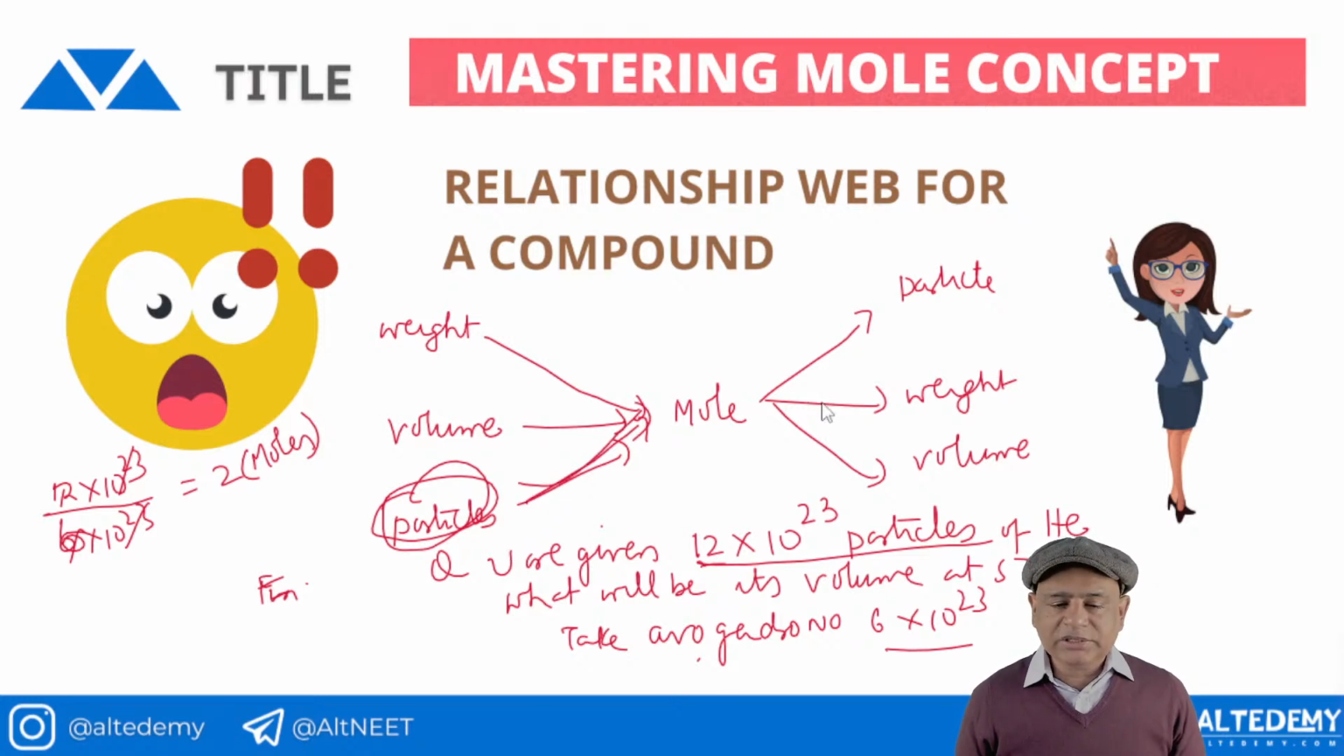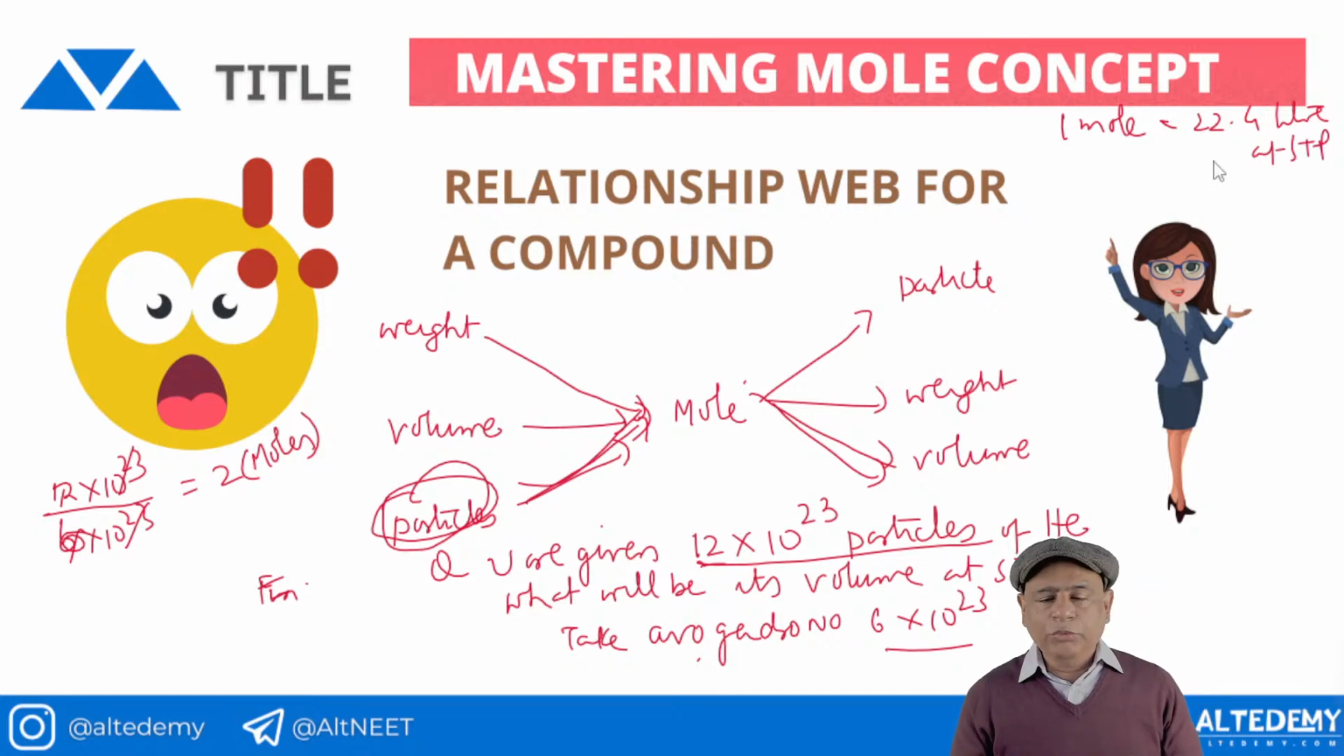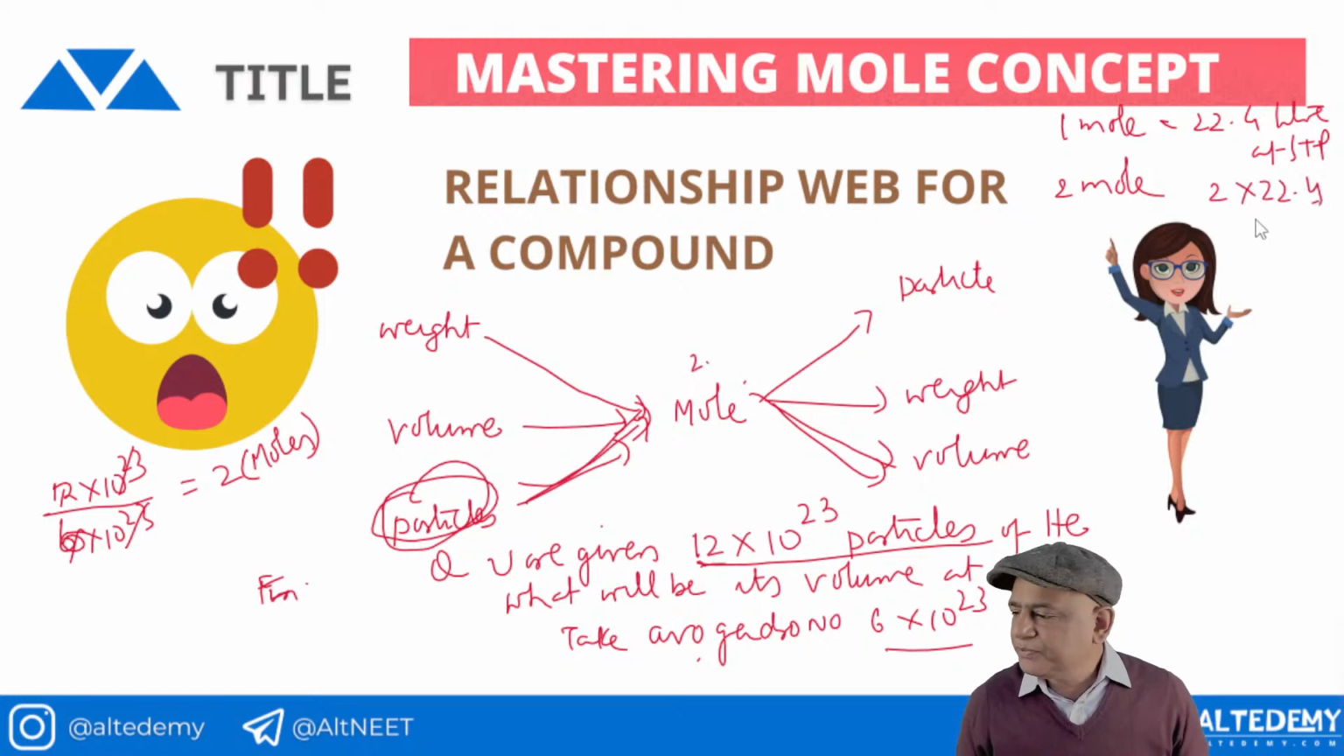Now you are being asked, what will be its volume at STP? From mole, you have to travel to volume. Then you have to understand 1 mole is always equal to 22.4 liter at STP. Now you have to calculate 2 mole is equal to how many liters? Because you have reached 2 mole here. 2 into 22.4, it is as simple as this. Would you get this?